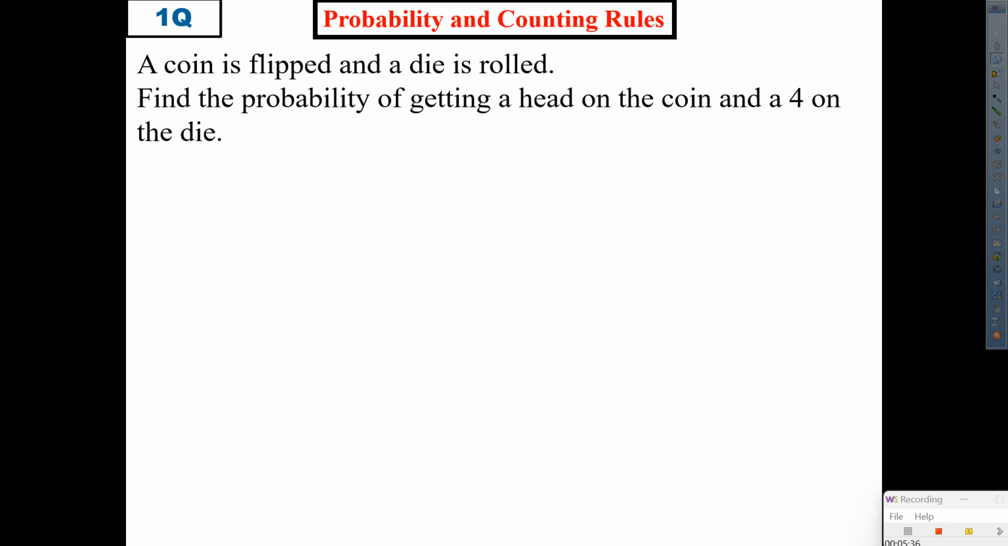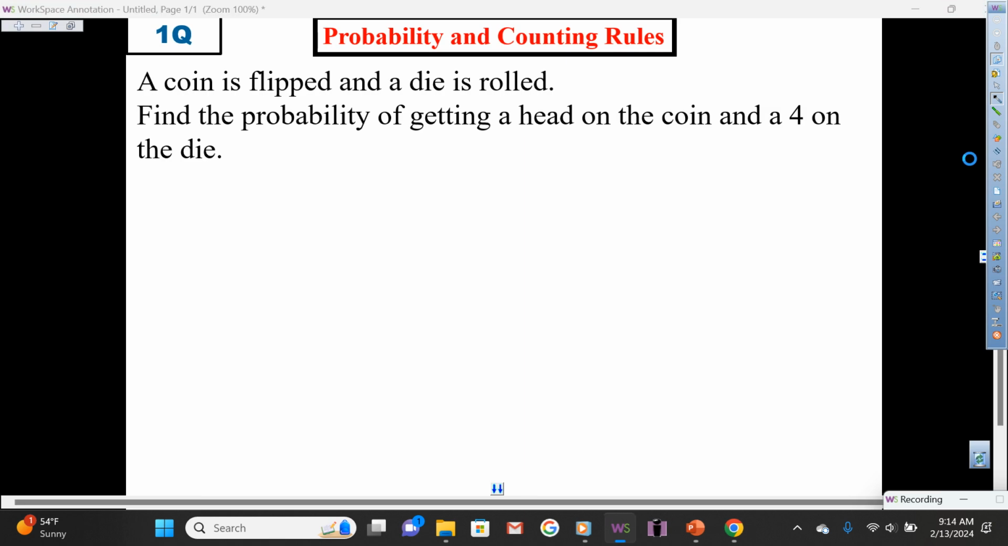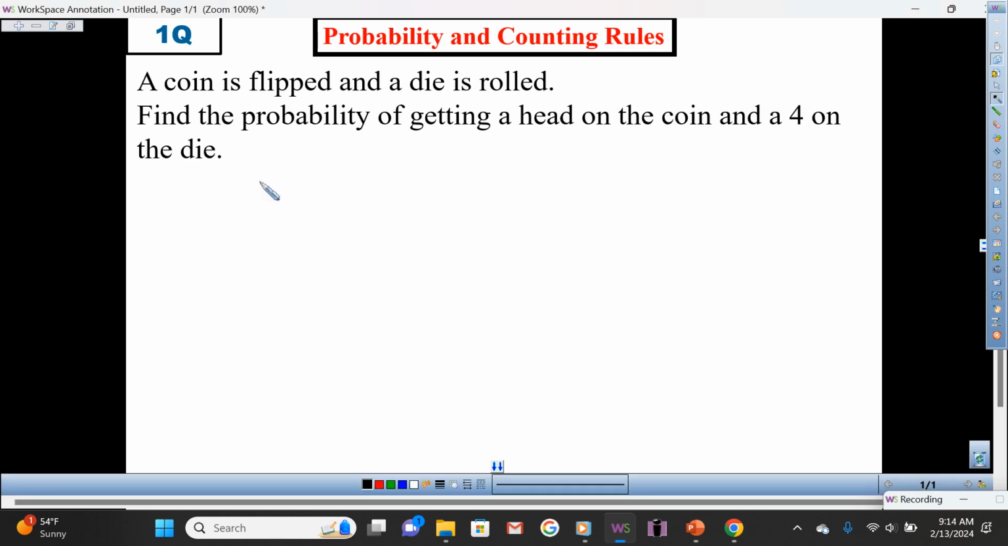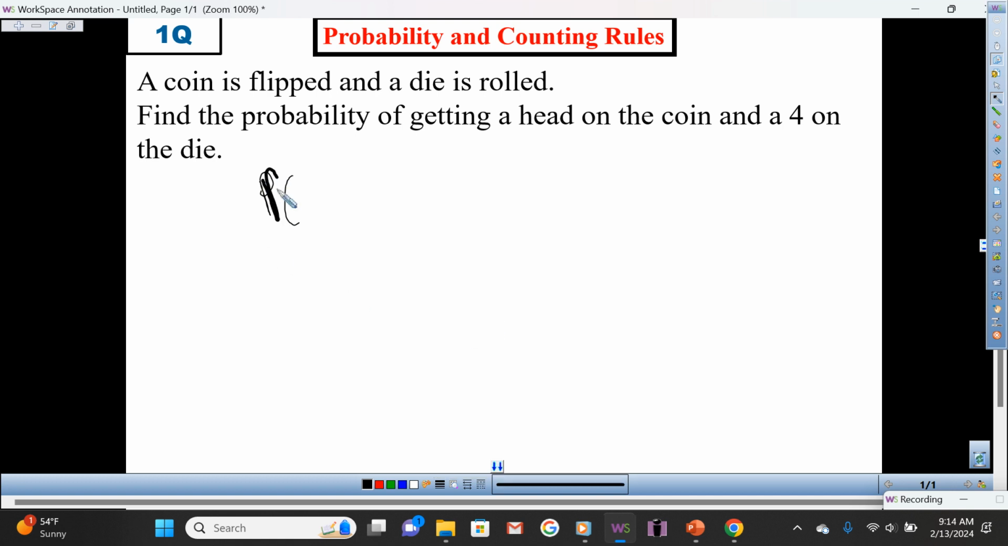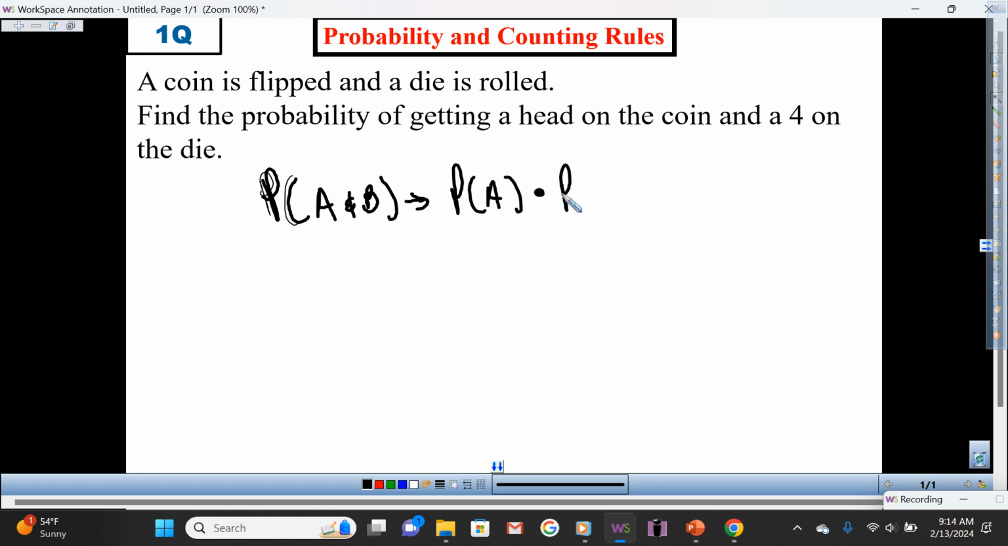Please. My goodness. Once again, a coin is flipped and a die is rolled. Find the probability of getting a head on the coin and the 4 on the die. So, here we go. First things first, we write our formula. P of A and B, same as P of A times P of B.